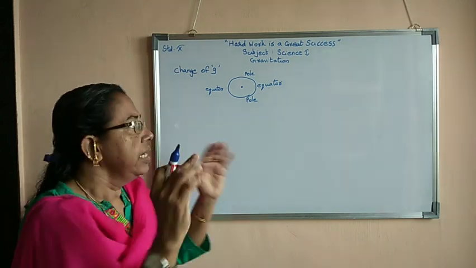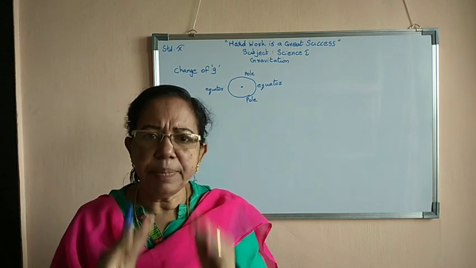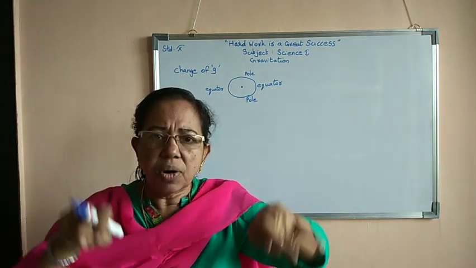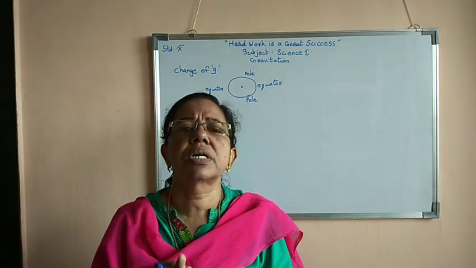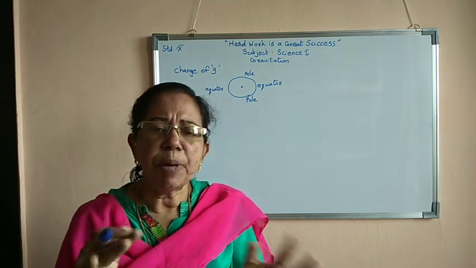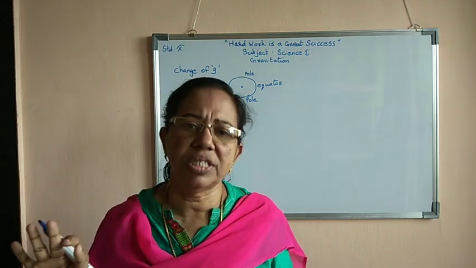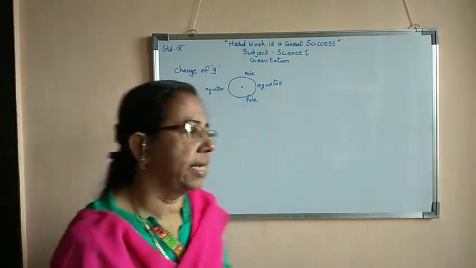Now you see children, what I am speaking now: does the value of g remain constant on all parts of the surface of the earth or not? The answer is no. At every part of the earth, the value of g won't be constant. Why? I am giving the answer.